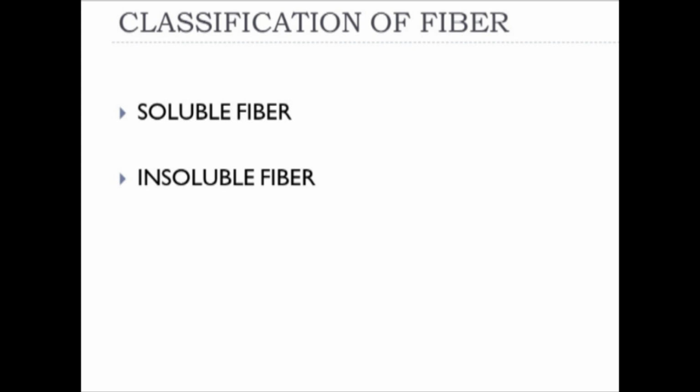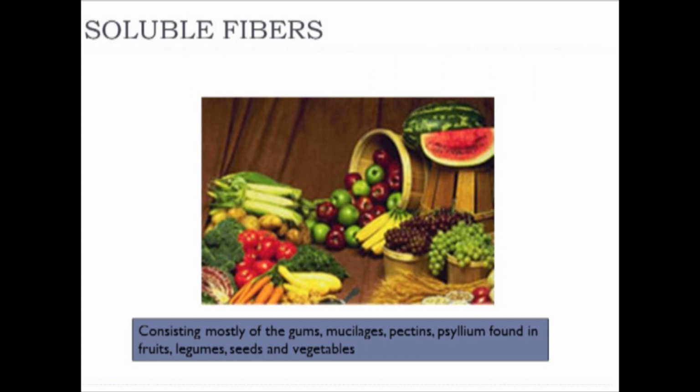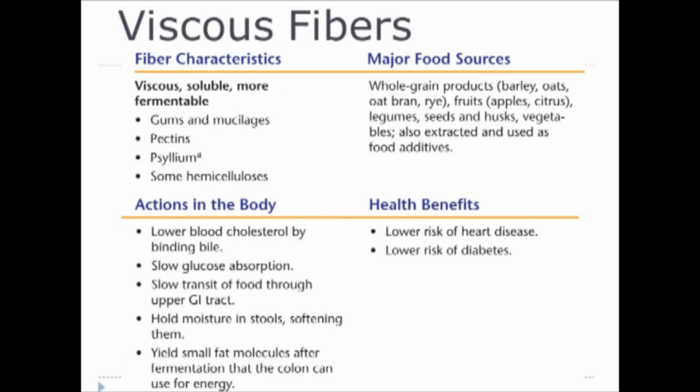We can classify fibers as either soluble fiber or as insoluble fiber. Let's take a closer look at what these definitions mean. So soluble fibers consist mostly of what we call gums, mucilage, pectins, psyllium, found in fruits and legumes and seeds, and also in some vegetables. Soluble fibers are also viscous fibers, which means that they have a tendency to ferment in the GI tract as they mix with the bacteria in the GI tract.